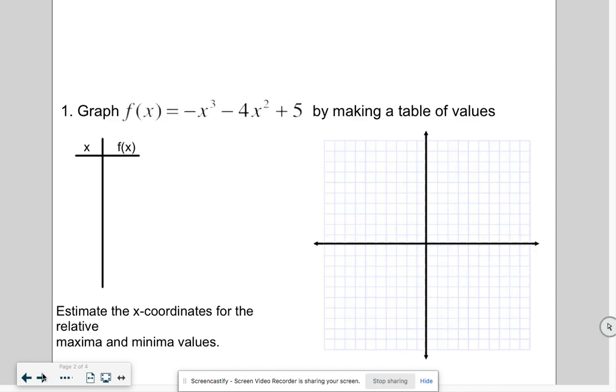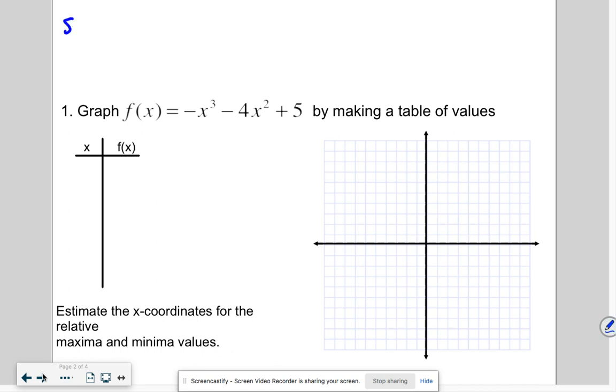So the function we're going to graph is f of x equals negative x to the third minus 4x squared plus 5. And we're going to graph that by making a table of values. And we already do know a few things about this graph. We know it's a cubic, so we know the ends are going in opposite directions. And so we're going to use that information to help us graph. The leading coefficient is negative, all right?